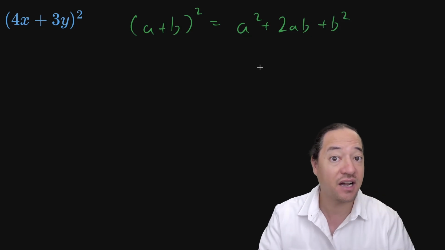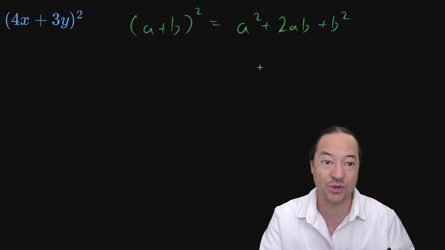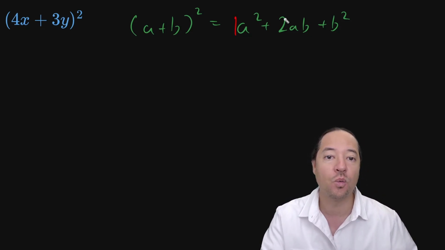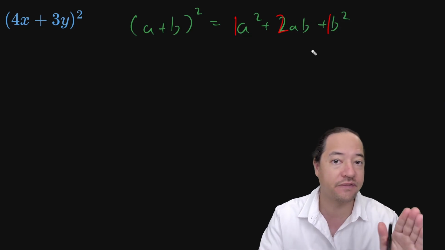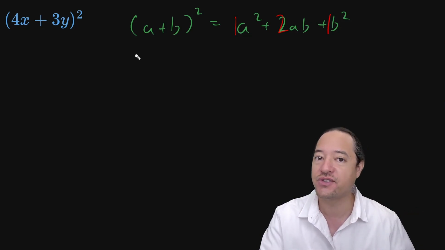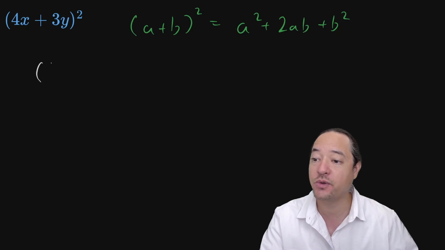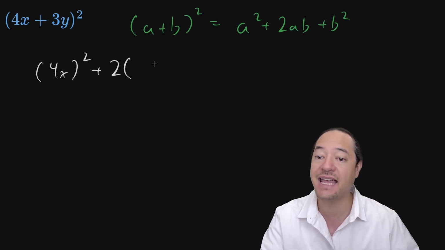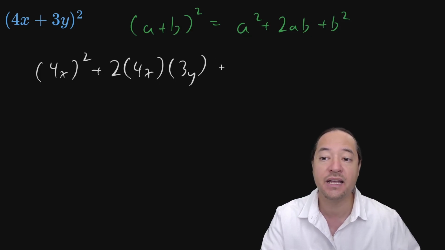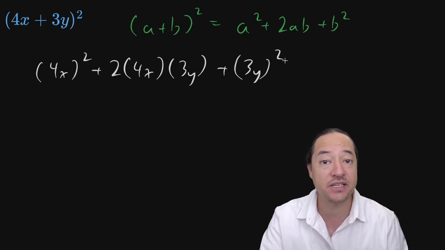Okay, so this is a very, very common type of procedure we're going to be using here. So remember this 1, 2, 1 coefficient pattern. That should serve you well. So let's do it that way. In that case, we're going to have a squared, well, that's 4x squared, plus 2 times ab. Well, a is 4x and b is 3y. And then we're going to add b squared, which is 3y squared, right? That's implementing the rule here.